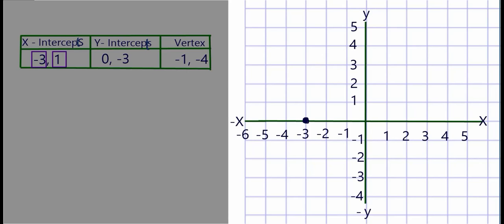Let's now plot the points on this graph. We look for minus 3 on the negative x-axis of the graph, and also we mark 1 on the positive x-axis. For the y-intercept, we need to locate minus 3 on the graph. For the vertex, we have minus 1 which represents the x-axis and minus 4 which represents the y-axis. We need to stay on the minus 1 line, move 4 places down, and place a point. We can now connect the points and extend the lines.